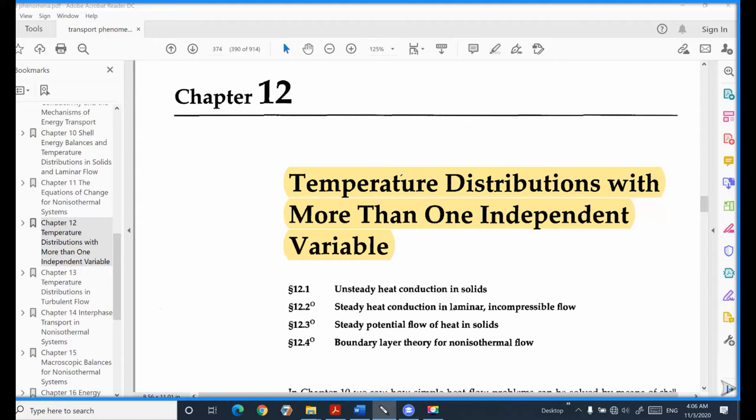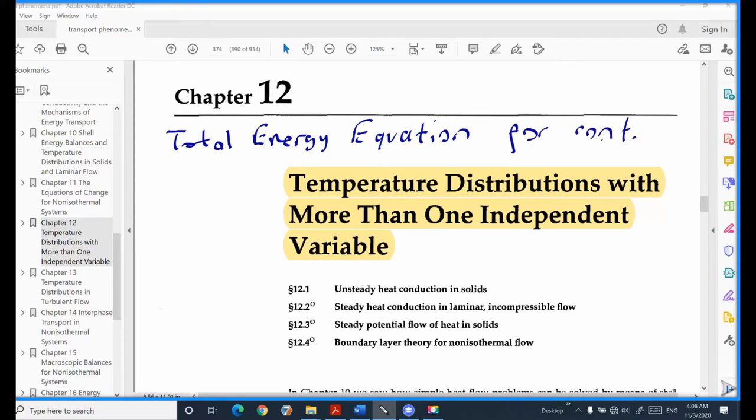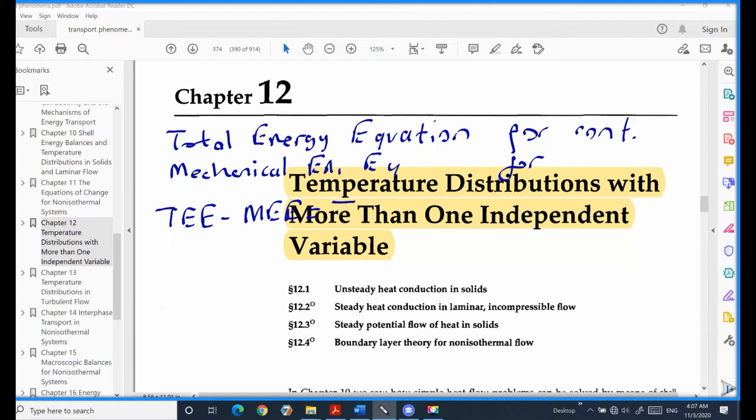In a previous video, we talked about, for chapter 11, the equation of change for non-isothermal systems. We just reviewed the total energy equation for the continuum case. Then we derived and analyzed the mechanical energy equation for the continuum, and later we saw that the total energy equation minus the mechanical energy equation gives the thermal energy equation.